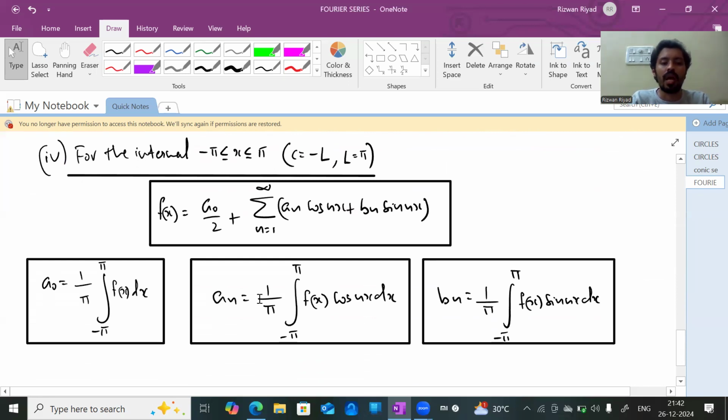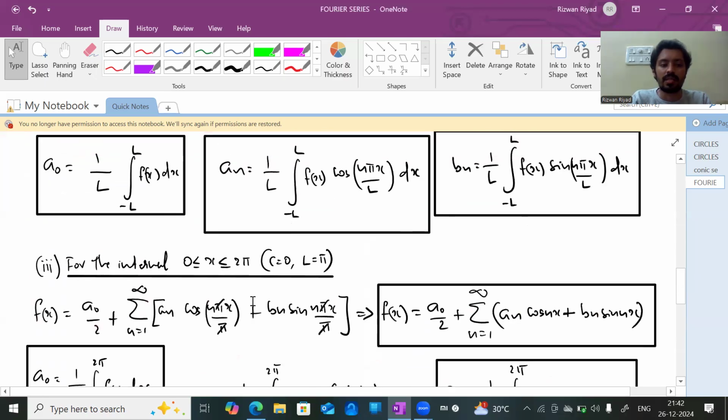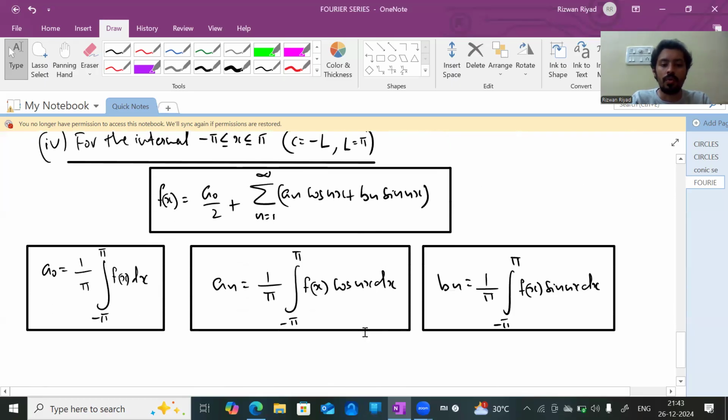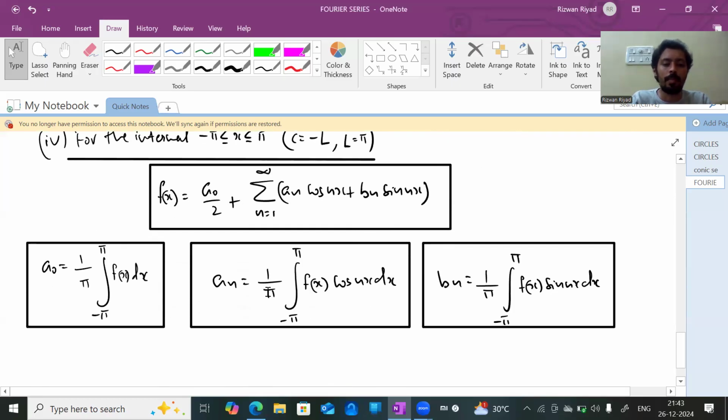All right. What about an? What was our an in the second case? See, an in the second case: 1 by L integral minus L to L f of x cos n pi x by L dx. Here all of these L become pi. So this becomes 1 by pi, minus L to L becomes minus pi to pi, f of x, cos n pi x by L becomes cos n pi x by pi. Pi and pi you can cancel. So at the end, you will get cos nx only.